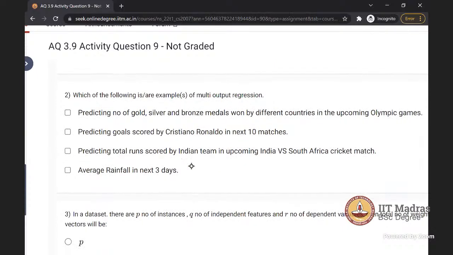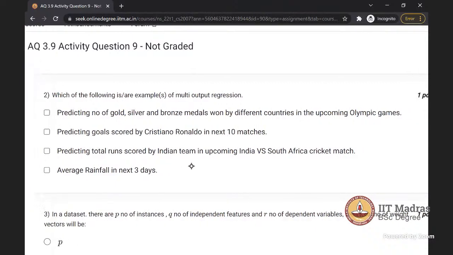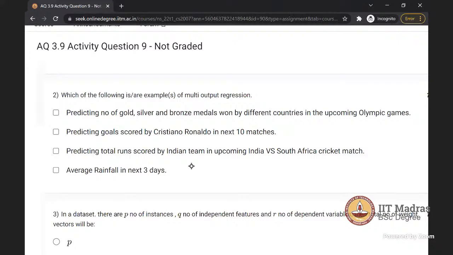Question number 2. Which of the following is an example of multi-output regression? Predicting number of gold, silver, and bronze medals won by different countries in the upcoming Olympic Games. Okay, fantastic. So, can you tell me how many output variables we are trying to predict in this problem? 3. Exactly. Number of gold medals, number of silver medals, and number of bronze medals. So this is going to be a multi-output regression problem. Option number B, predicting goals scored by Cristiano Ronaldo in the next 10 matches. Yeah, it's also true. You're predicting 10 outputs. Yeah. Exactly.